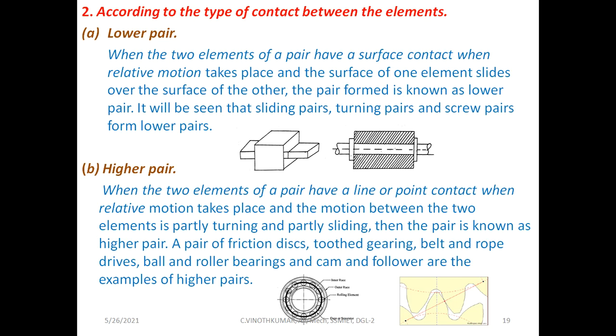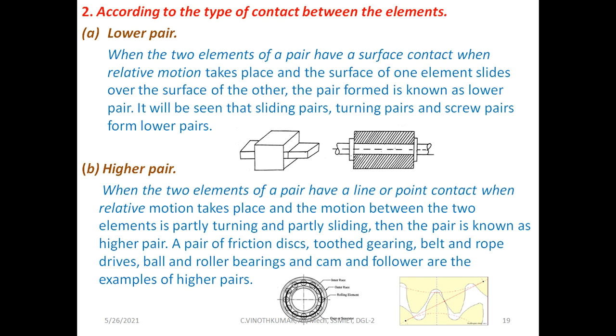According to the type of contact between the elements, there are lower pair and higher pair. Lower pair: when two elements of a pair have a surface contact, and the relative motion takes place such that the surface of one element slides over the surface of the other, the pair formed is known as a lower pair. It will be seen that sliding pairs, turning pairs and screw pairs form lower pairs.